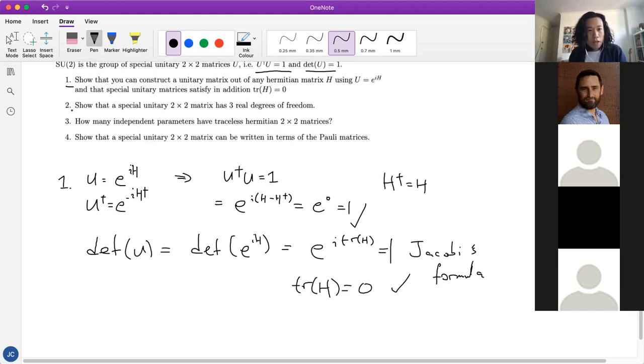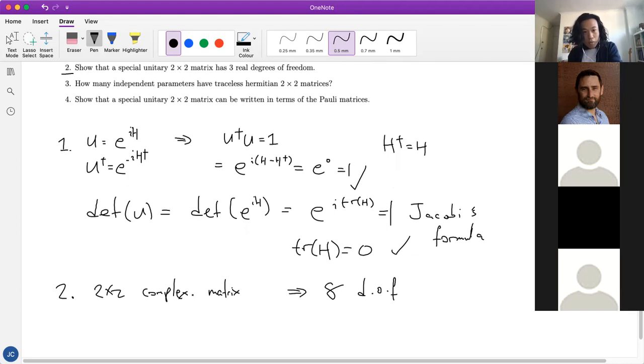Okay, number 2, show that a special unitary 2x2 matrix has 3 real degrees of freedom. If you look at a special unitary matrix, it's a 2x2 matrix, but each entry is complex. So that tells me it has 4 complex numbers. Agnostic to what the matrix entries have to be, if they're allowed to be anything, that's 4 complex numbers. Complex numbers each have 2 degrees of freedom, the real and the imaginary part. So in total that gives us 8 degrees of freedom just for a 2x2 complex matrix.